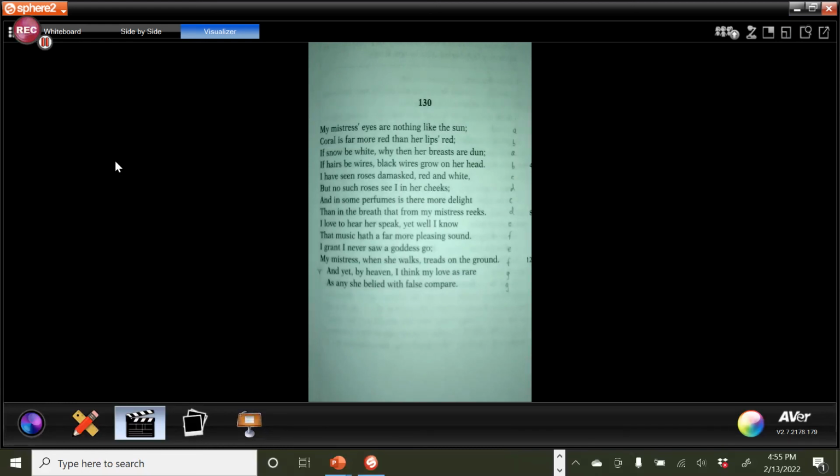Now, I don't know about you, but to have your nose compared to an eagle's beak seems a little bit out of bounds there.